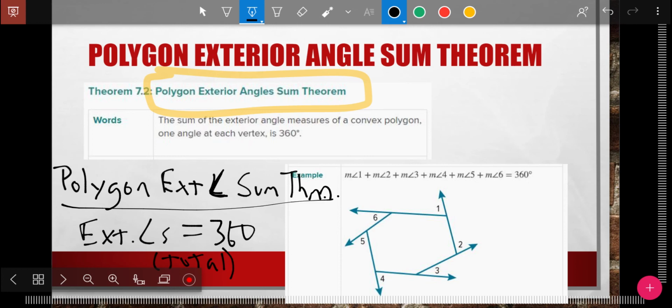Now, that doesn't matter the shape. If it's 5 sides, if it's 6 sides, if it's 8 sides, if it's 10 sides, the exterior, the ones on the outside, not the inside, but the outside, always add up to 360. The individual angles are going to be different, but the total is going to be 360.